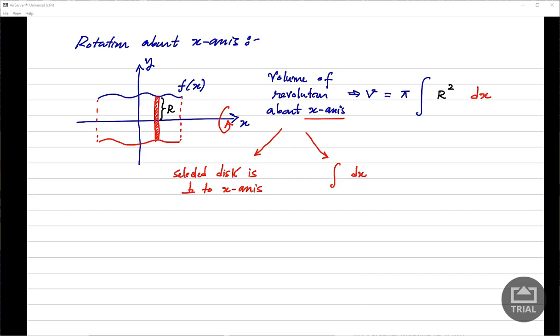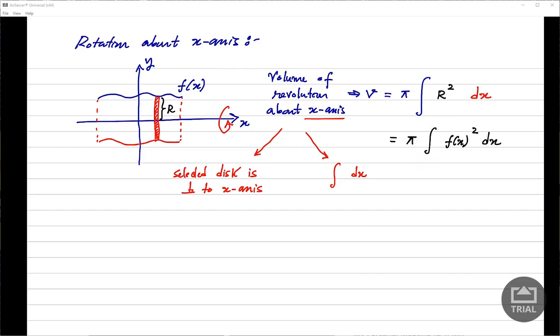Now, if you carefully go through the figure, that radius, this height, would be f(x). f(x) is the y value, right? y is equal to f(x). So this height is f(x). So what we have to do is replace f(x) here: f(x) squared dx.